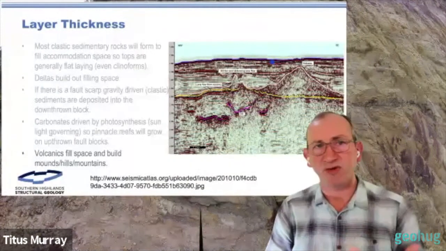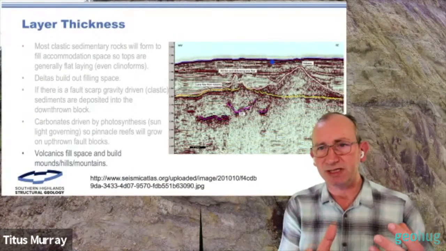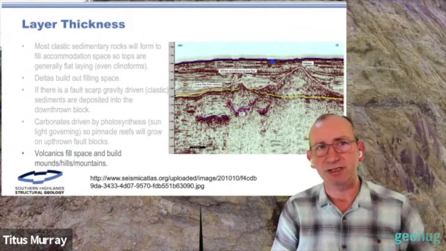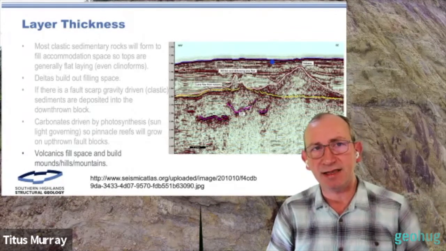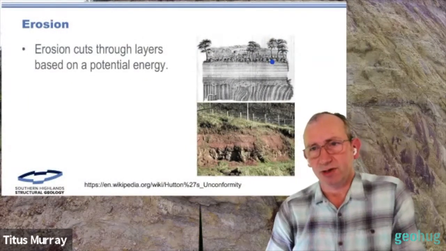And then volcanoes and volcanics will just fill that space. So when I'm interpreting the seismic, I'm just trying to think about how the space is being filled in the basin, and then think about the faulting. So then finally we get erosion. We can erode these systems.